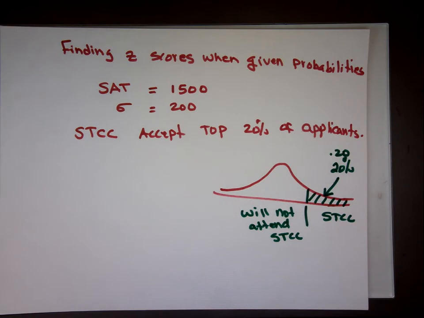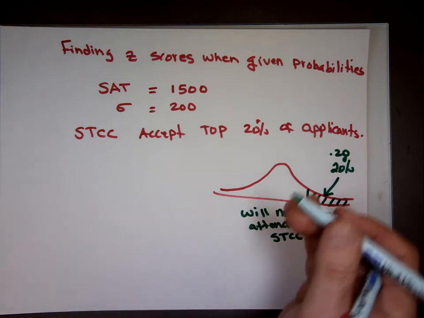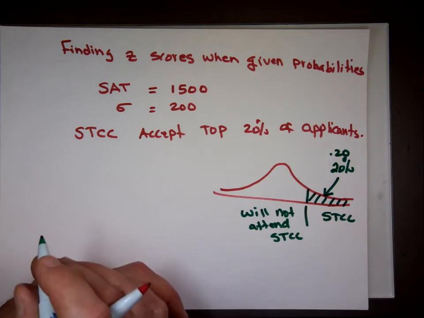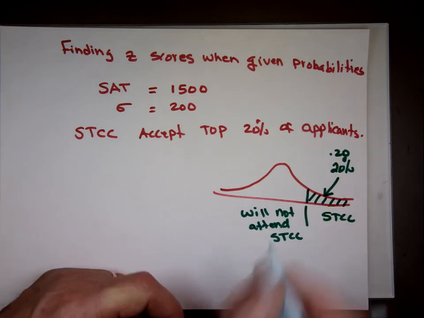And the people to the left will not be coming to STCC. The people to the right will be coming to STCC. So we're rejecting what percent? 80%. 0.80. 80%.